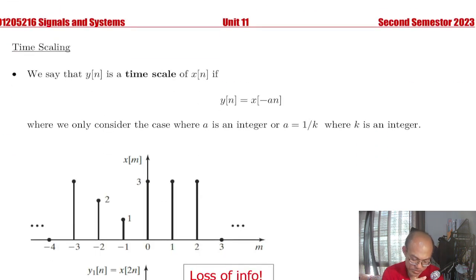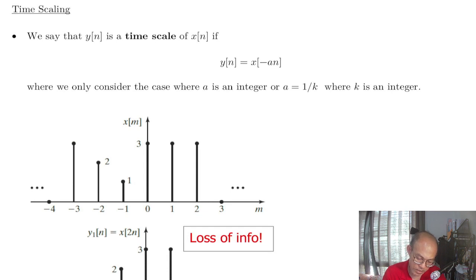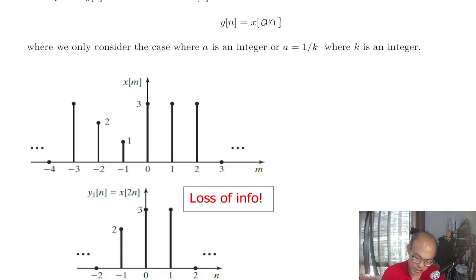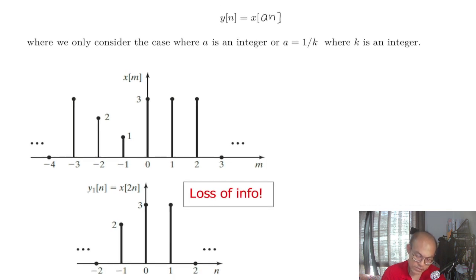Another one is called time scaling. y of n is a time scale of x of n if y of n is equal to x of a n. No minus sign, x of a n. So we can scale it in two ways. Either you expand x or you shrink it. You condense it or you expand it.